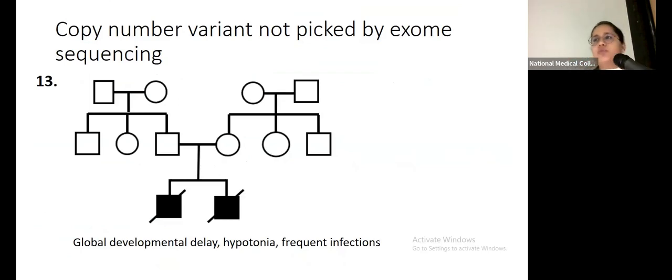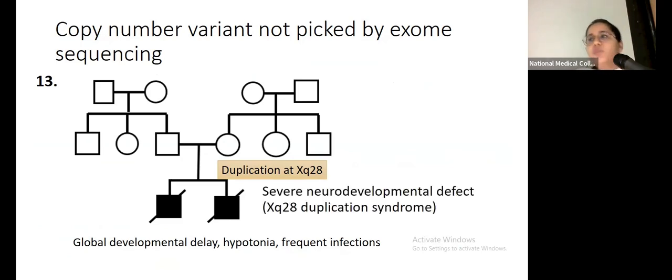Will delay, hypertonia and frequent infection, and NGS did not actually pick up any disorders. In this case, microarray told us that there is a duplication of the XQ28 region in the mother. Again, a copy number variant, which does explain the phenotype in the children. And this actually leads to a known immune disorder with severe neurodevelopmental defect.